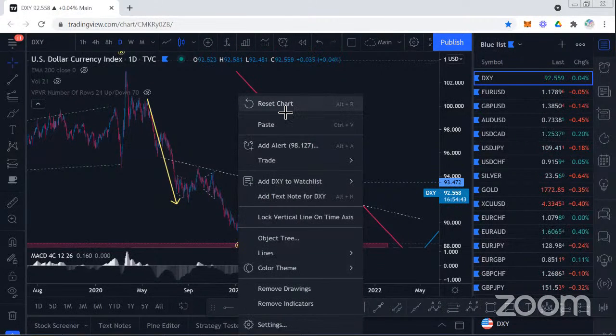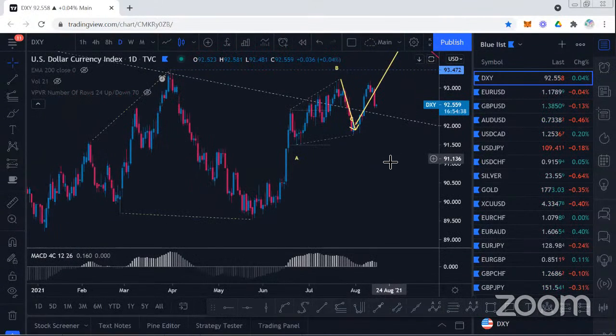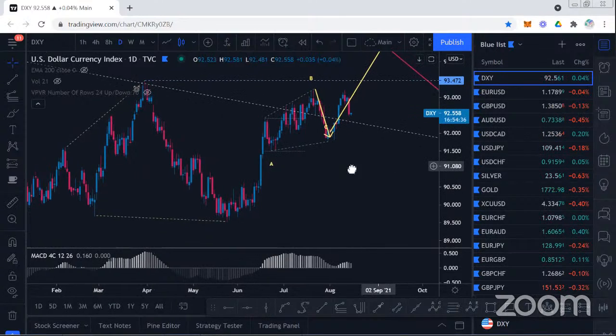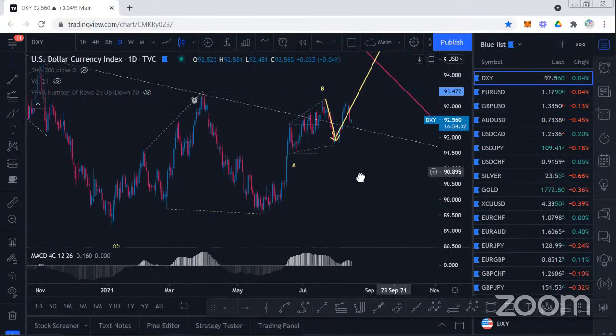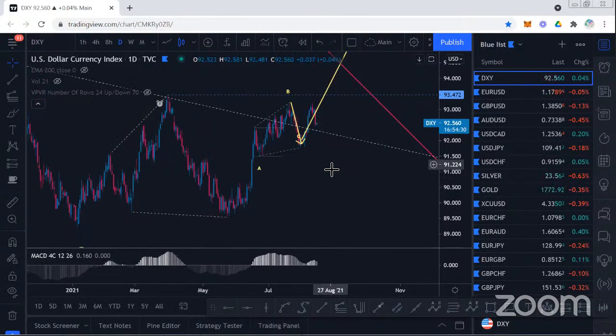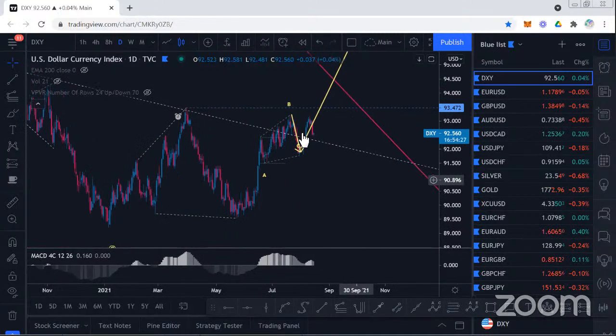Starting with the dollar, we can see that the DXY had a little bit of a dip heading into or following the Michigan consumer sentiment figure that came out on Friday. But I don't think it's really changed much in terms of where we see this dollar moving from here. This is the daily chart.